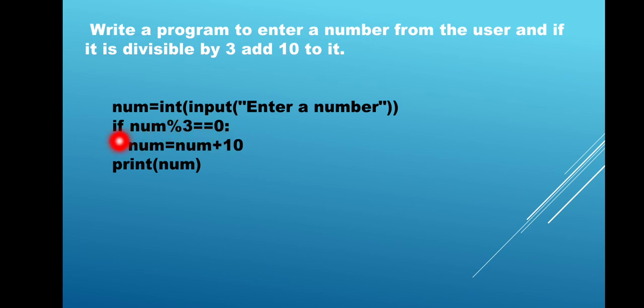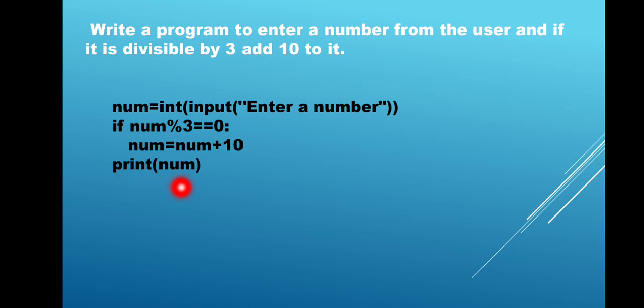So I have written if num modulus 3 double equal to 0, that means if the number is divisible by 3, what has to be done? Inside the body of if, I have written num plus 10. 10 will be added to num and stored again in this same variable. Right? Outside the body of if I have written print num.